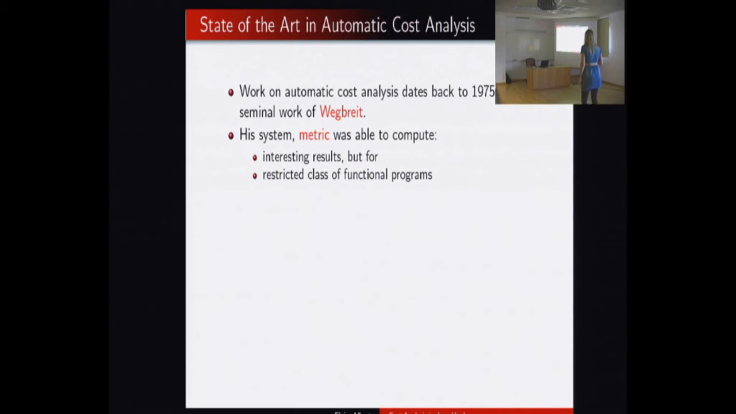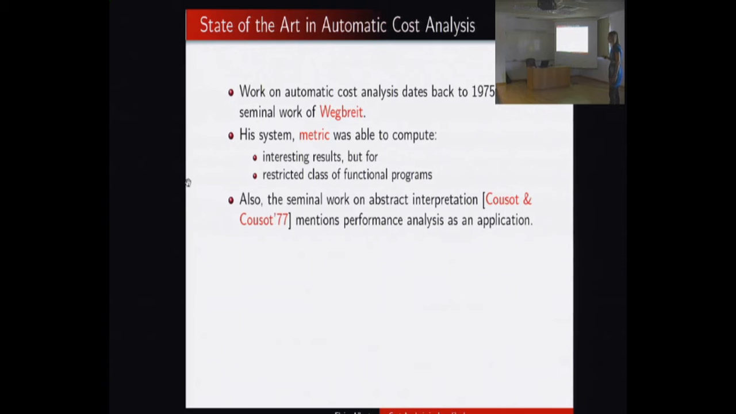Okay, so let's review the state of the art in automatic cost analysis. The first works date back to 1975 with the work by Wegbreit. He already had a quite interesting system, called Metric, which could automatically compute upper bounds for some restricted class of strict functional programs. It was a long time ago. Also, in the first work by Cousot on abstract interpretation, they already mentioned that performance analysis is an application of static analysis in abstract interpretation.